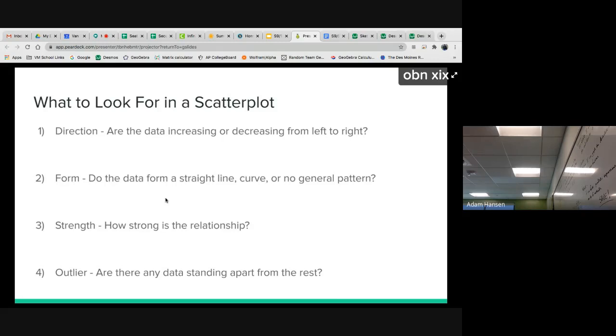How about that type of scatter plot? No form. As x grows, I have no idea what y does, because sometimes y is really large for big x values, sometimes y is really small for big x values. This has no form, no pattern. There's no curve or line that describes the trend of the data.